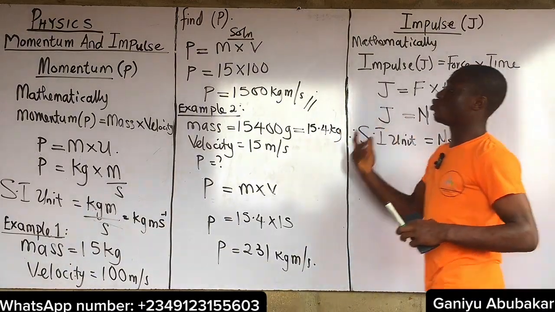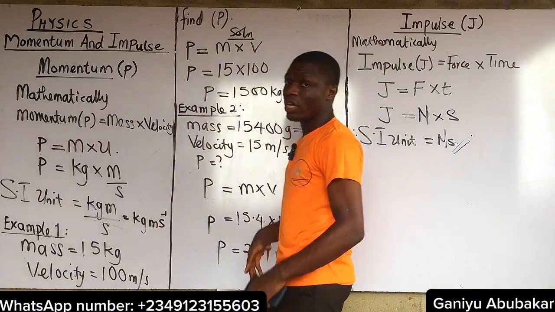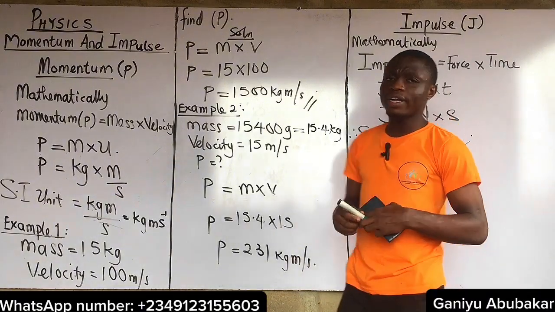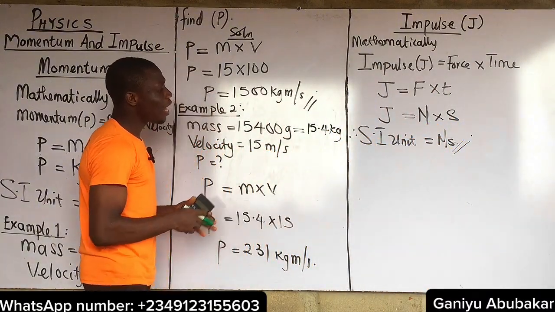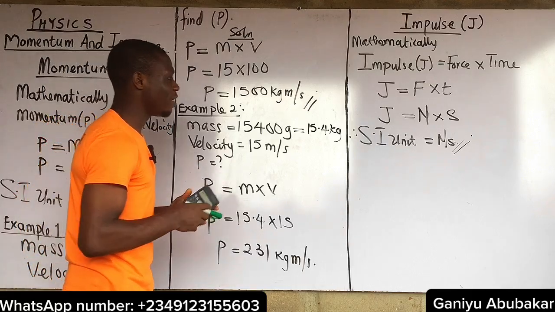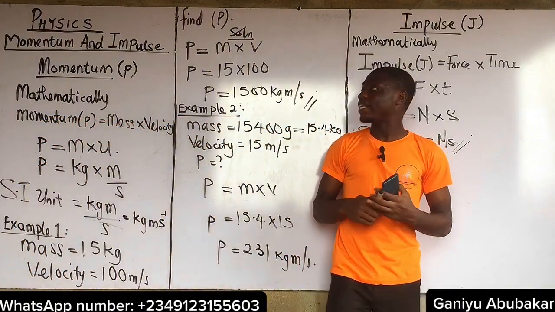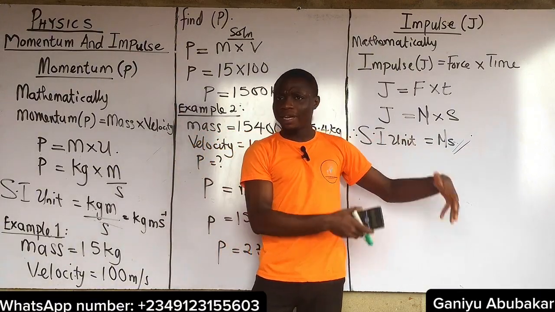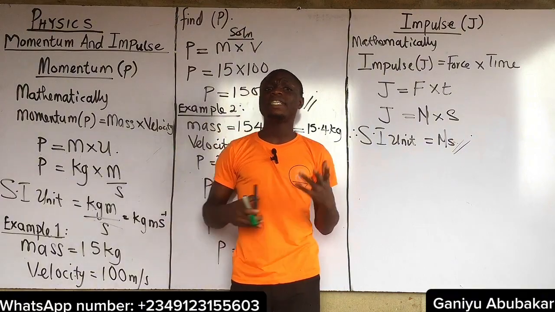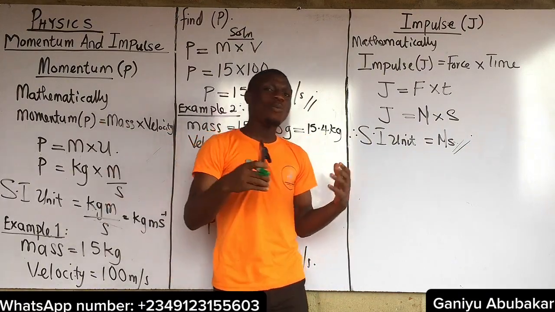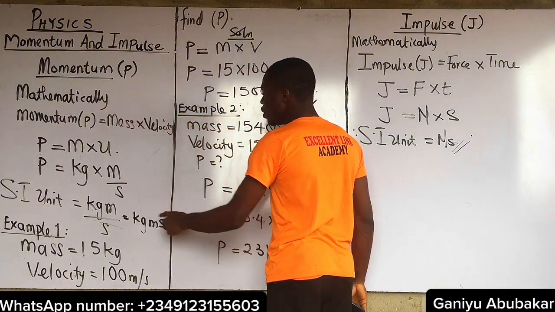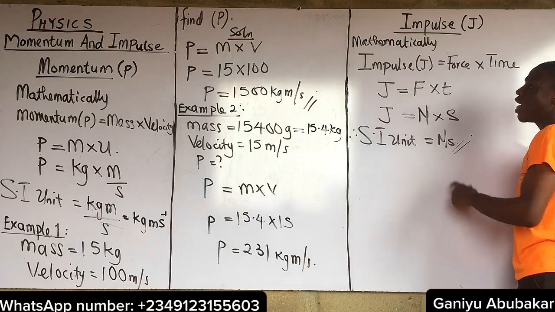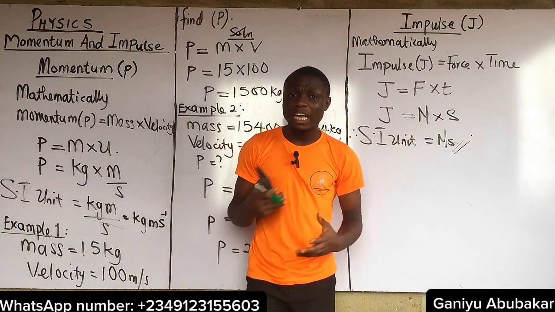So the SI unit for momentum is kilogram meter per second. The SI unit for impulse is Newton second. All right, with this idea, I want you to know something very important. Note that momentum and impulse are similar in the sense that they have the same SI unit technically. Momentum P is kilogram meter per second, impulse J is Newton second, and I'm telling you that they have the same SI unit technically.